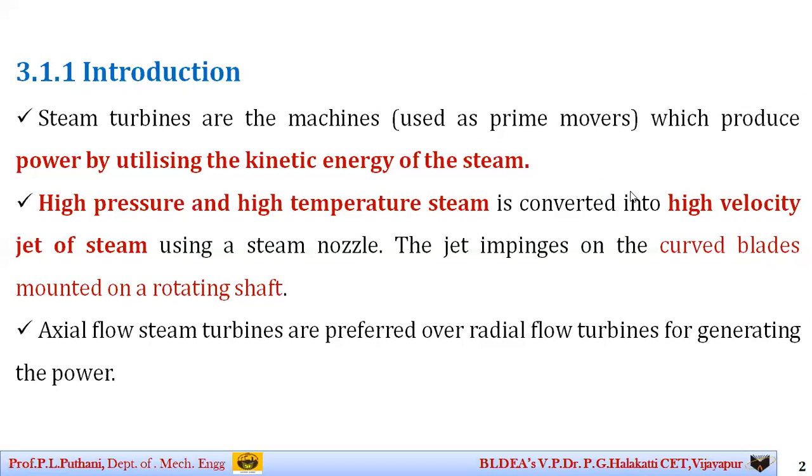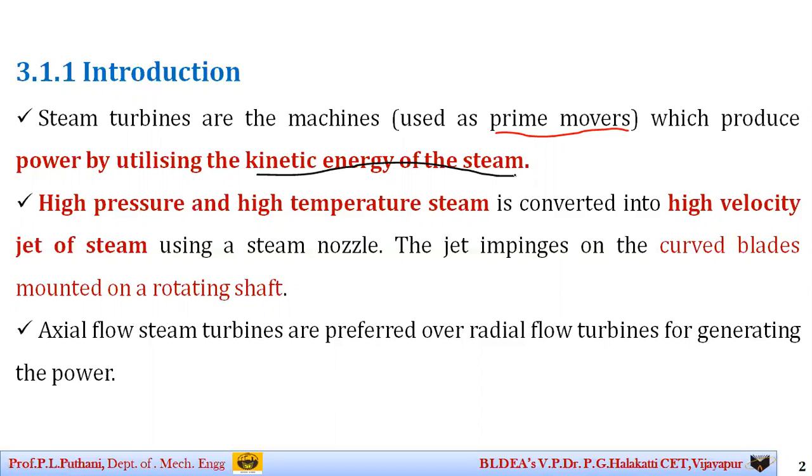So the first part, the introduction. Basically, the steam turbines which you have heard of are devices, or you also call them prime movers. They are especially used in steam power plants, where power is generated by utilizing the kinetic energy of the steam coming from the boilers. When the steam is generated in the boiler, it is passed to the turbine blades, where by the rotation of the turbine blades, the power is generated.